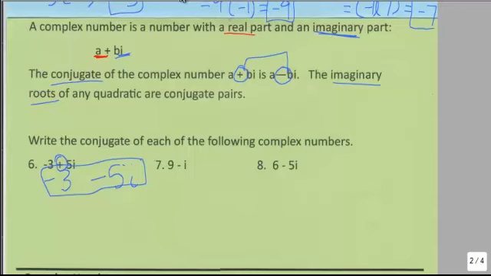So looking at question number 7, that negative will be the only thing that changes. So we have a 9, and then a plus, and an i. The 9 and the i stay put. So question number 8, again, the negative is the only thing that changes. So the 6 stays the same, the 5i stays the same, becomes a plus instead. So whatever sign is there in the original, change that sign, and that will be the sign in your conjugate.